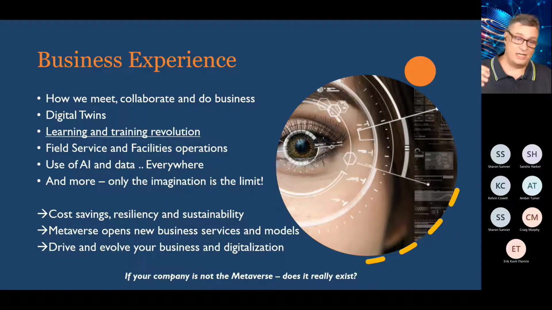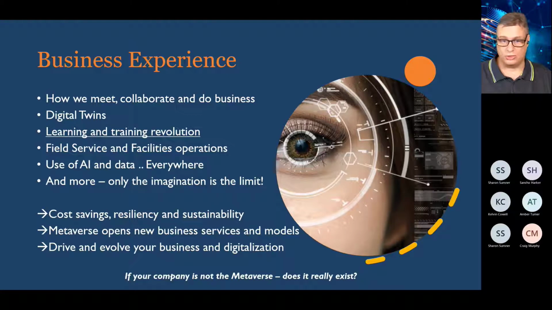Money, resiliency, how we stand up to the change, how we sustain ourselves, how we sustain this planet. You can go to very different variations there. But what's important is using the imagination to create new business services and models. And no, I'm not just talking about the NFT. I had to mention that. But depending on the business, there are really different approaches. The key thing is to go forward, driving and evolving your digitalization.